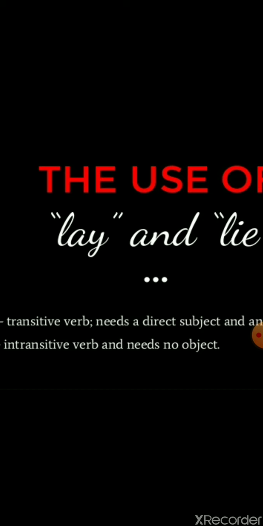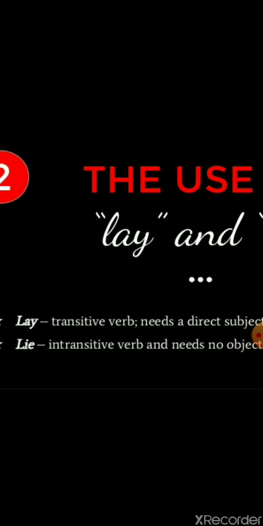Fine, lay: you are laying the table. The table is a must. If you say "you are laying" and nothing else, with no object, that means there is an error. And intransitive: you are lying. It's so simple. It's complete.